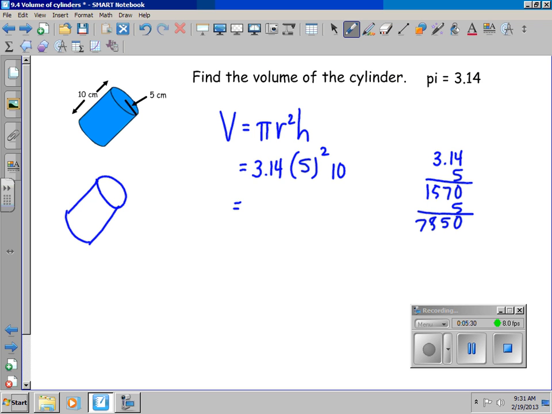Where does my decimal point go? Where's my decimal point go, Elise? Right, because there's 2 places in the factors, there needs to be 2 in the product. So my answer, 78.5 times 10. So what's the volume of my cylinder? 785. Good, because we're talking about volume. Any questions? Kind of straightforward? Let's practice.